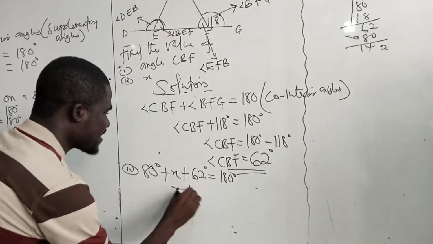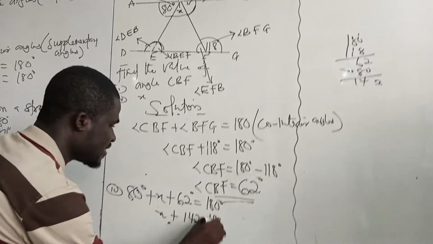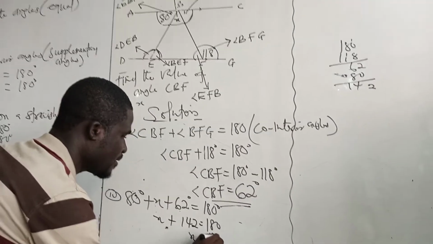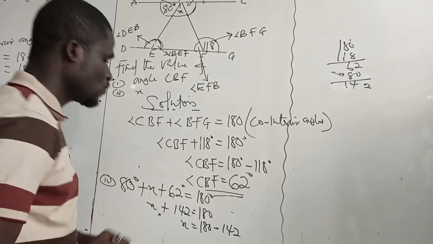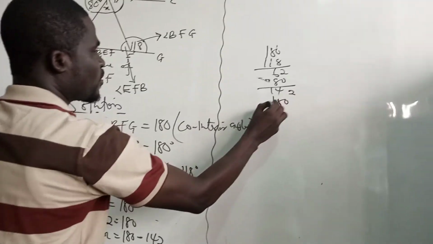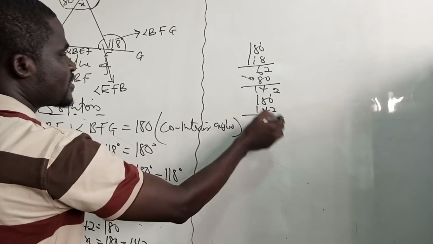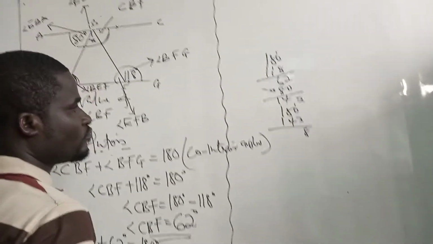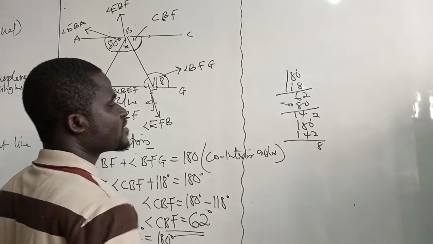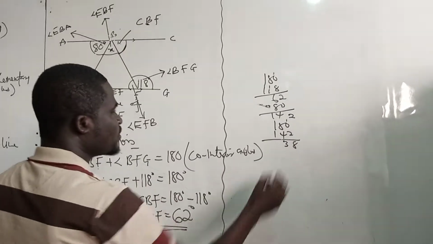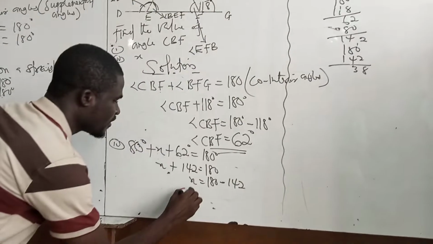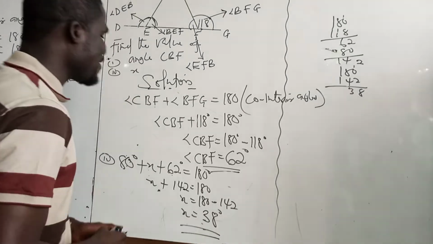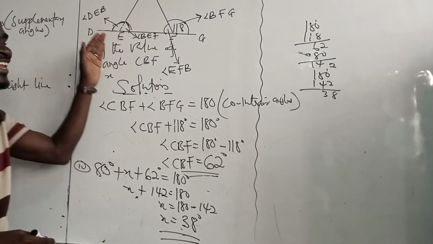So x plus 142 is equal to 180. Let's group like terms. So we are going to have x is equal to 180 minus 142. So 180 minus 142 will give us 10, 8. Now here will be 7. 7 minus 4 will give us 3. So we are going to have x is equal to what? 38 degrees. So this is how you're going to solve a question like this.